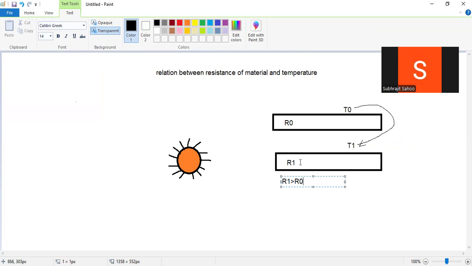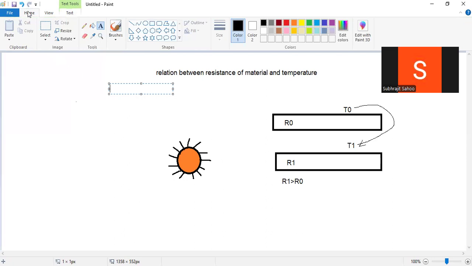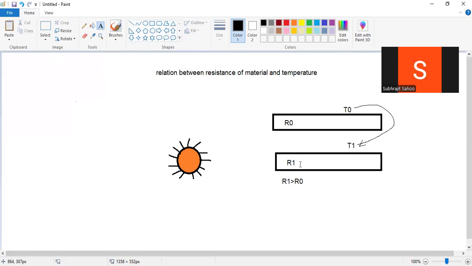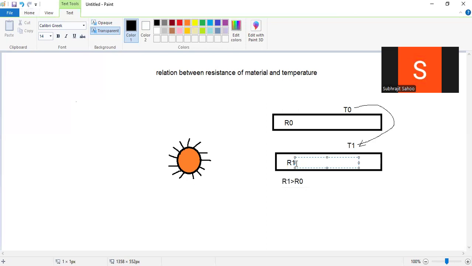Then what? How much does the value increase here? If in the initial condition the value was R naught, when the temperature was T naught, now the temperature becomes T1. Then what is the resistance change here, sir? Observe here, sir. What is R1 equal to? I can write R1 equal to.